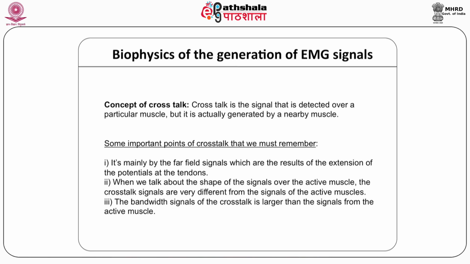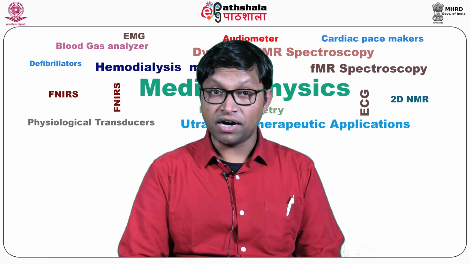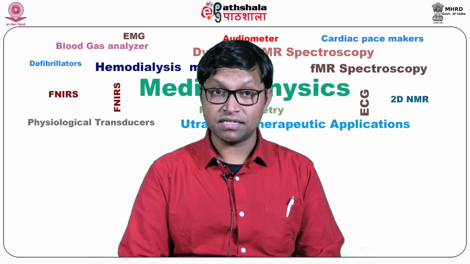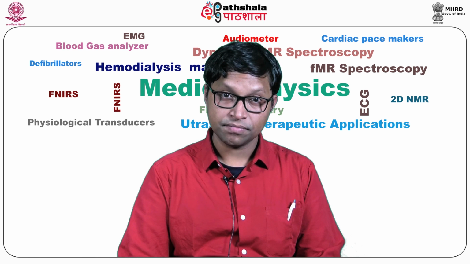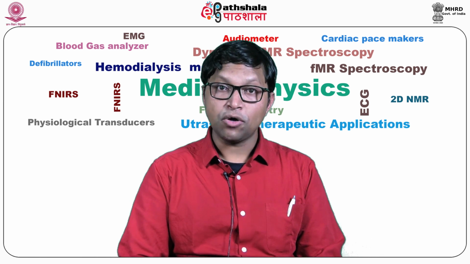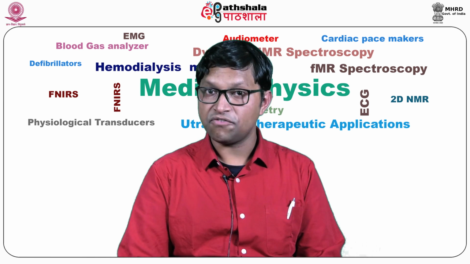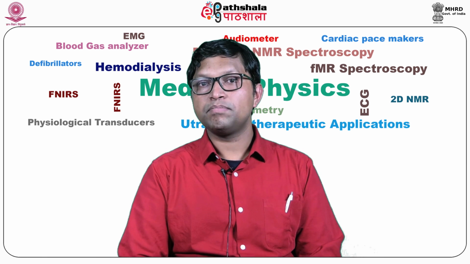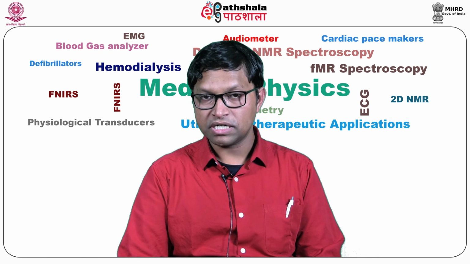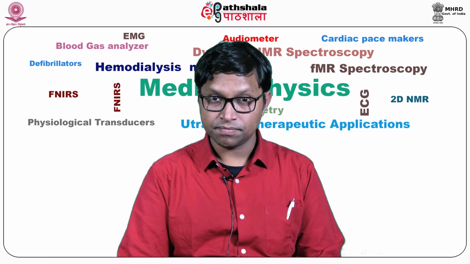Some important concepts of crosstalk that we must remember is that it is mainly caused by the far field signals that are the results of the extensions of the potential at the tendons. Then, when we talk about the shape of the signals over the active muscle, the crosstalk signals are very different from the signals of the active muscles. The bandwidth of the crosstalk signals is larger than the signals from the active muscle.